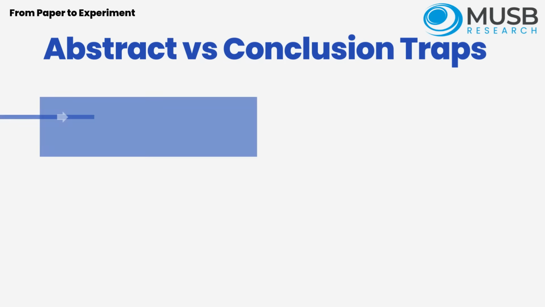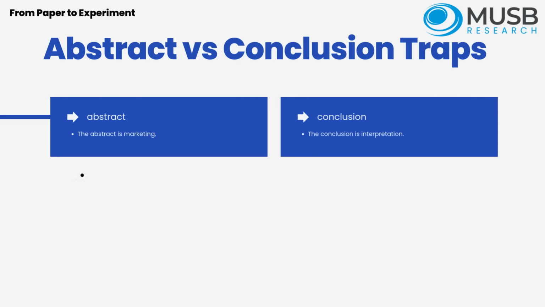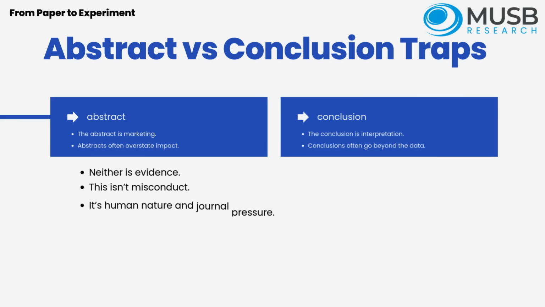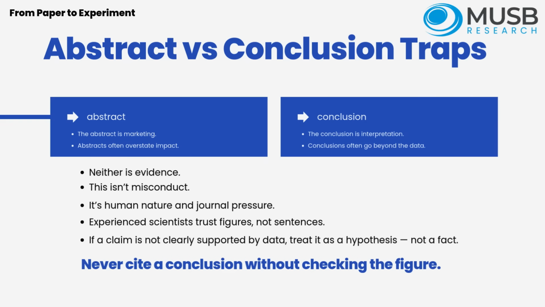Here's something important. The abstract is marketing. The conclusion is interpretation. Neither is evidence. Abstracts often overstate impact. Conclusions often go beyond the data. This isn't misconduct. It's human nature and journal pressure. Experienced scientists trust figures, not sentences. If a claim is not clearly supported by data, treat it as a hypothesis, not a fact. Never cite a conclusion without checking the figure.